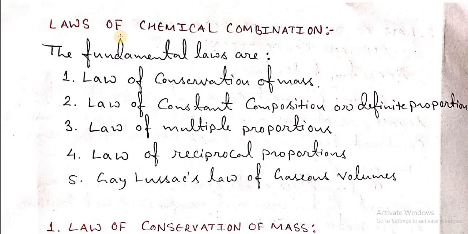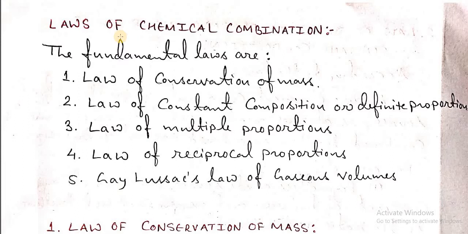Hello class 11. In our last class we discussed Dalton's atomic theory, and after that we saw its limitation, and then at the end we discussed Avogadro's law. Now today we are going to discuss the laws of chemical combination.